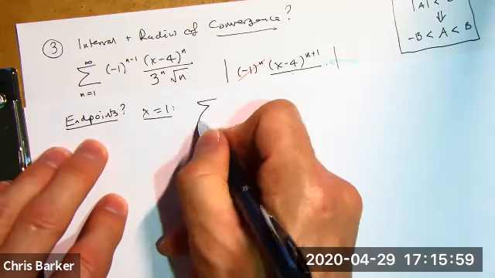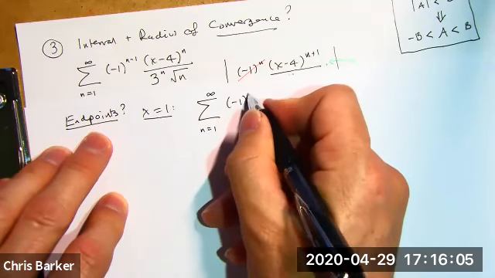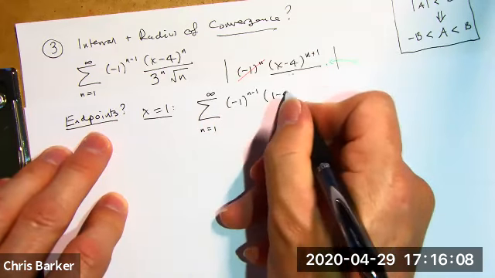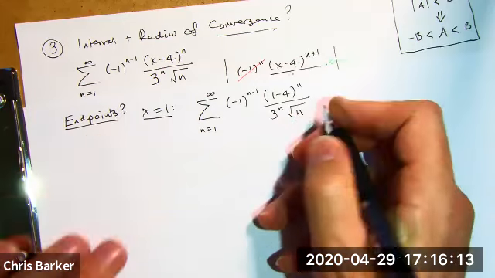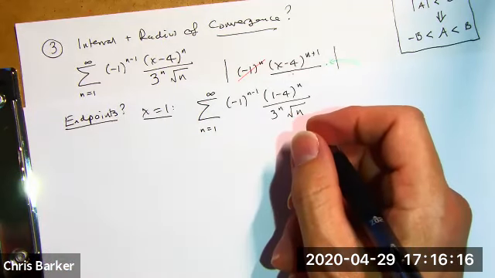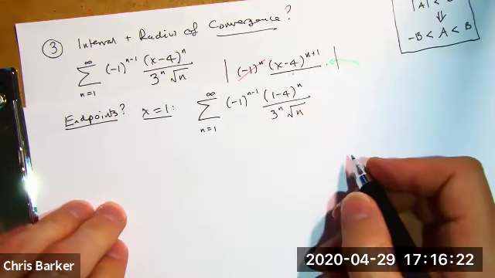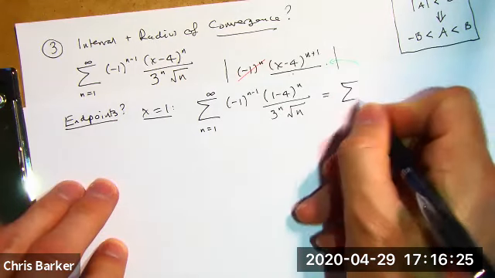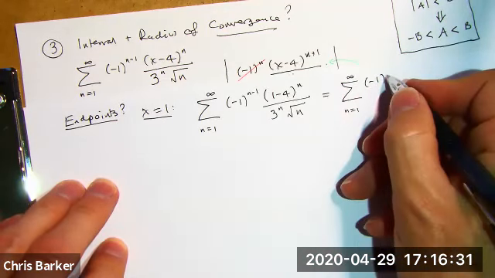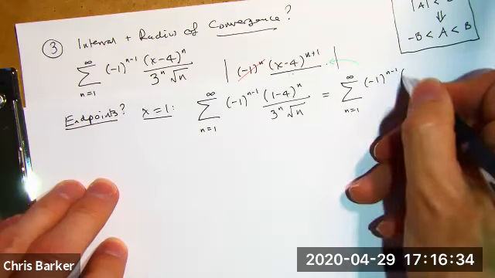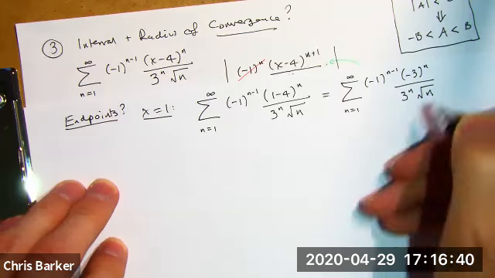And so it becomes the sum as n goes from 1 to infinity of negative 1 to the n minus 1 times 1 minus 4 to the n over 3 to the n square root of n. Now, 1 minus 4 is negative 3. So we get the sum, n goes from 1 to infinity, negative 1 to the n minus 1 times negative 3 to the n over 3 to the n square root of n.